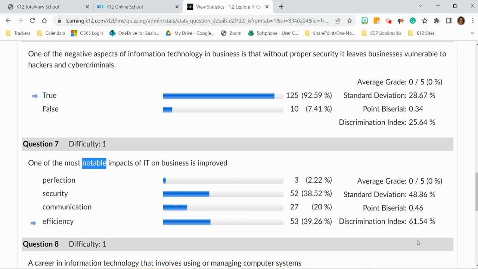So, okay, that is pretty much the basics of doing a question analysis.